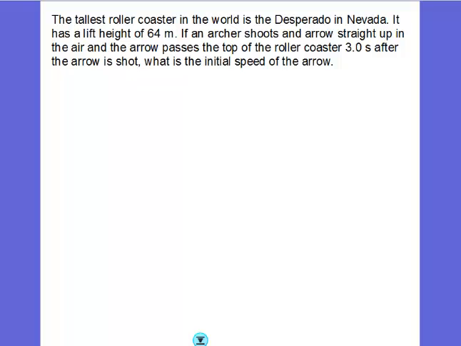So a couple of notes here. We are going to be using one of your equations, but instead of using an x, we're going to use y now. So the equation we're going to use is delta y is equal to the initial velocity times change in time plus 1/2 acceleration delta t squared.